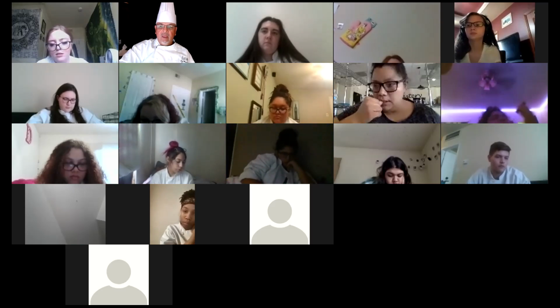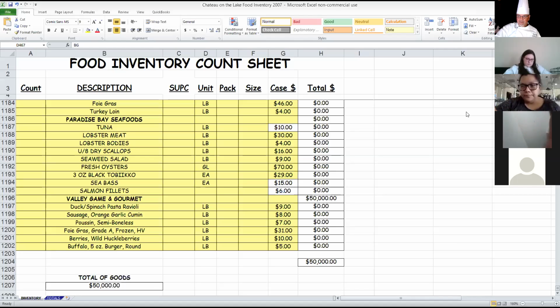Let me see if I can share with you guys on the screen. Can you guys see this inventory right here? It's highlighted in yellow. Yes. Okay. So let's start with this one.